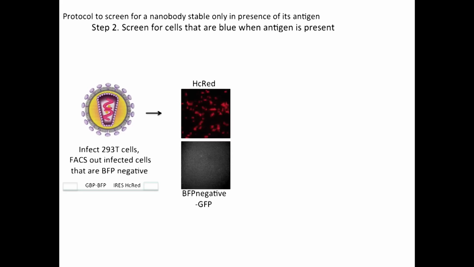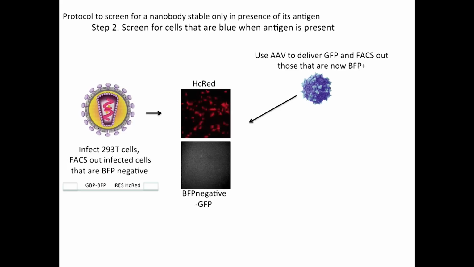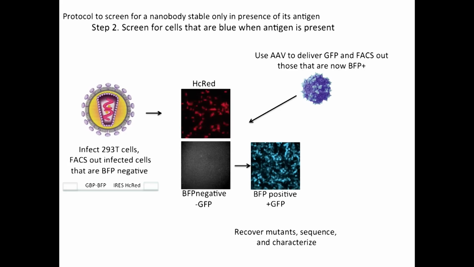protein. The next step was to take those cells, grow them for a bit, and then infect them again, but this time with an AAV encoding GFP. And the hope was that when GFP was present, we would now see blue, because some of these, again, were unstable in the absence of GFP, but could respond to GFP by becoming stable and therefore blue, and indeed we could find those. So this worked reasonably well.